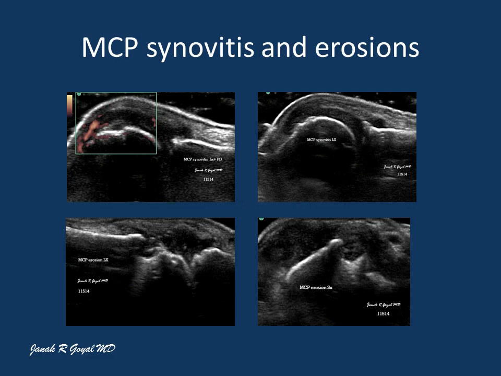This is one of my patients with long-standing rheumatoid arthritis, and the sonograms were taken on the MCP joint. Here you see the positive purple Doppler signal indicative of active synovitis on the MCP joint, and here the images show the erosions of the MCP joint. This is a short axis scan, and here is the long axis scan showing the erosion on the metacarpal head.